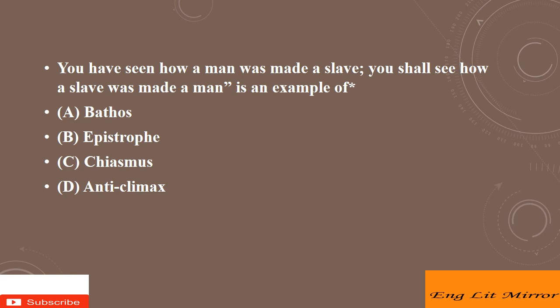"You have seen how a man was made a slave; you shall see how a slave was made a man" is an example of which of the options: A. Bathos. B. Epistrophe. C. Chiasmus. D. Anticlimax. The answer is option C, chiasmus.